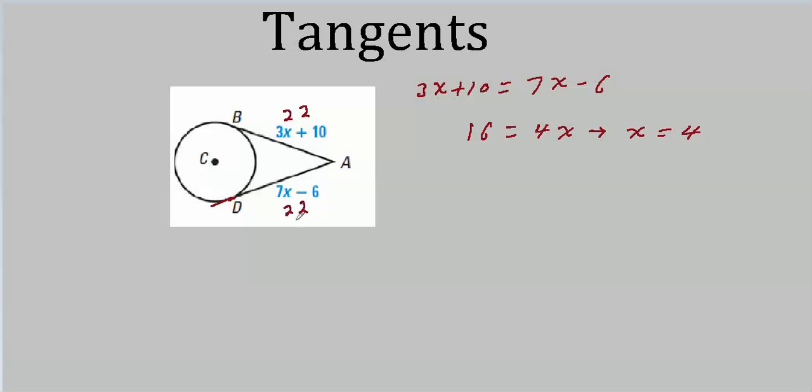So it works. The only key to this problem really was remembering that when you have a point outside the circle and draw two tangents from that point, the distance from that point to the point of tangency is going to be the same for both.